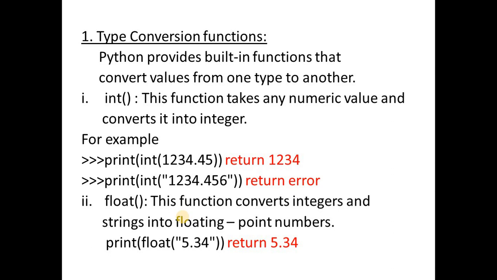Second function, float. It simply converts your integers into a float. If you pass the argument 5, it will return 5.0, means floating point numbers. If you pass the argument as a string, it will not return an error. So the difference between int and float: int converts the argument into integer data type, float converts it into floating point. If you pass a string in int, it returns an error, while if you pass a string in float, it will not return an error.